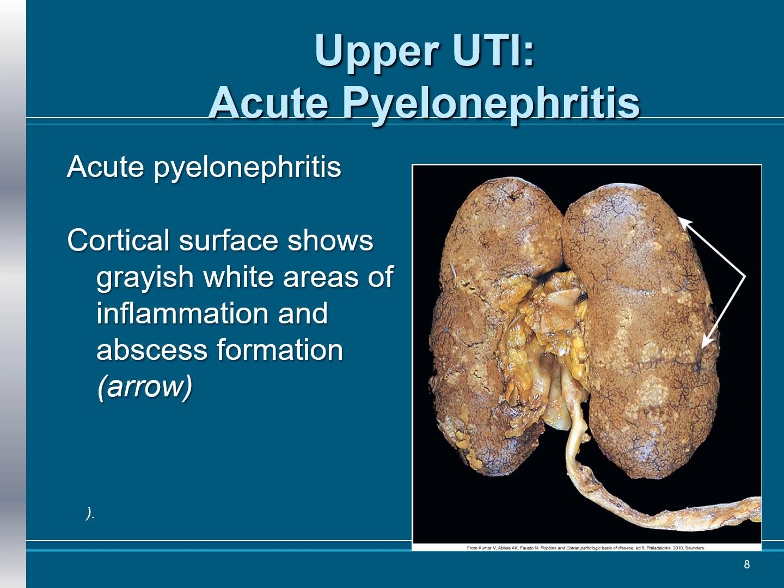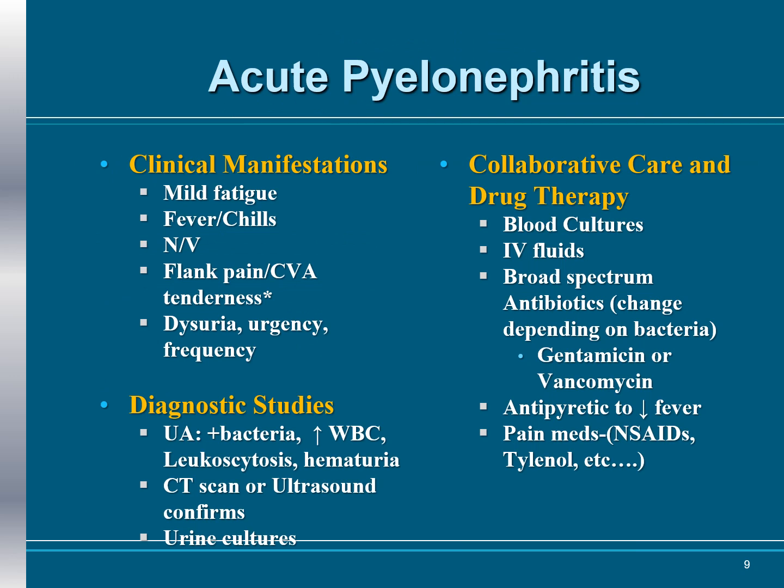This is a very pretty picture of some kidneys, where the cortical surface shows the grayish white areas of inflammation and abscess formation. We don't like abscesses forming on our kidneys. Clinical manifestations are usually mild fatigue, fevers, chills, nausea, vomiting. Flank pain is a big one that people think of. Dysuria, urgency, frequency, and then really those can progress into a systemic issue.